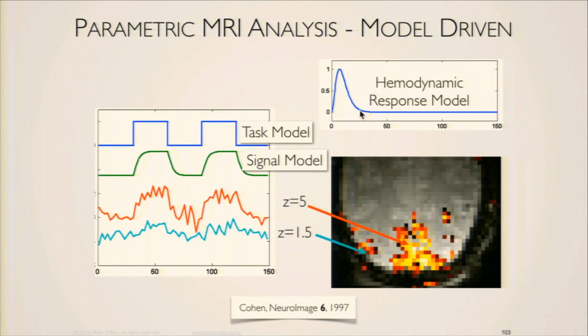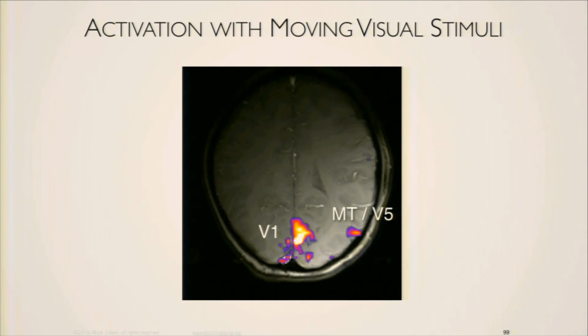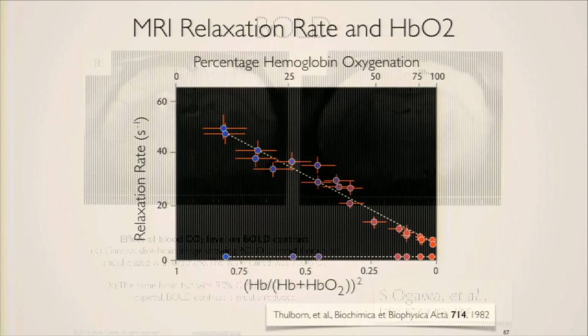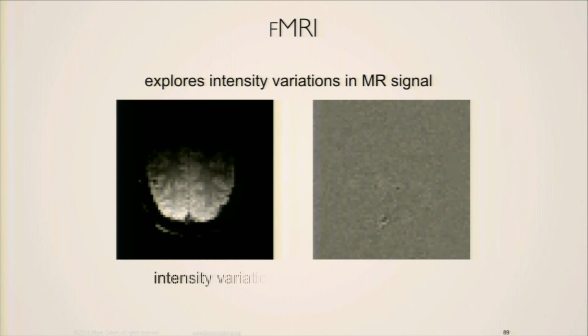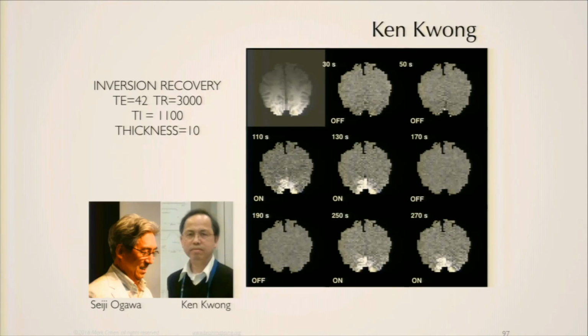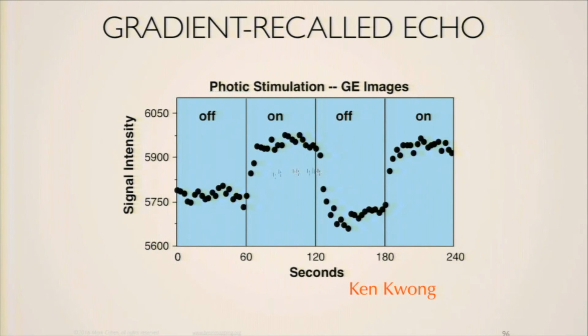Now, if we go and look back at Ken's data, this is again a visual cortex stimulation. Turn the stimulation on, signal goes up, turn it off, it goes down, but it goes down below baseline. And that going down below baseline is not captured in that single unipolar hemodynamic response function.